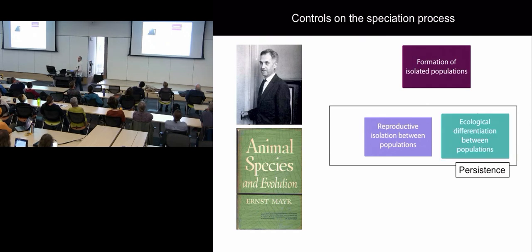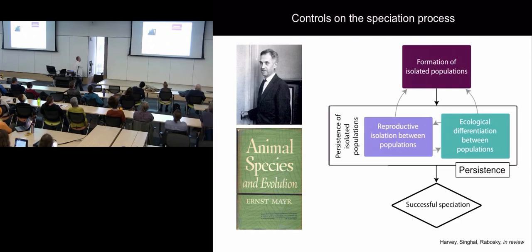And finally, Mayr argued and felt very strongly that we needed to see ecological divergence between populations as well, not because that ecological divergence was important for reproductive isolation, but because he felt that ecological divergence was critical for the persistence of new species. And so he felt that these ingredients together translated into what he called successful speciation.